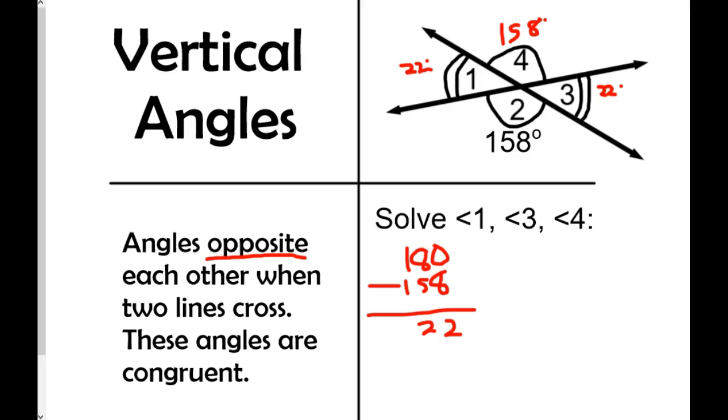Let's talk about vertical angles. So vertical angles are across from each other. I know vertical usually means up and down, right? But these vertical angles just mean across or opposite from each other. So if this is 158, across from it is going to be the same measurement, 158.